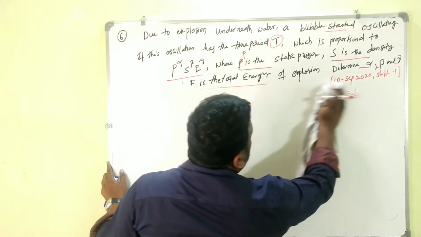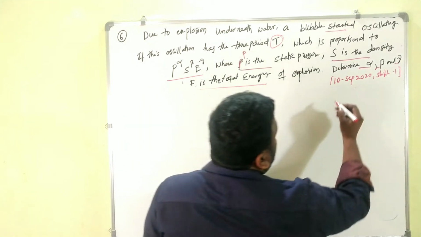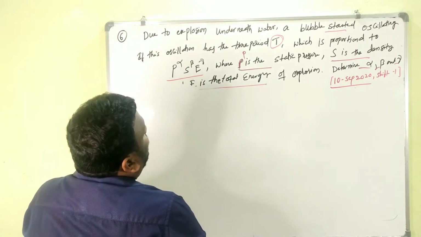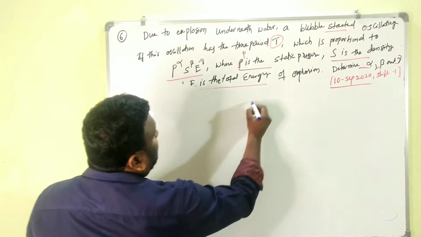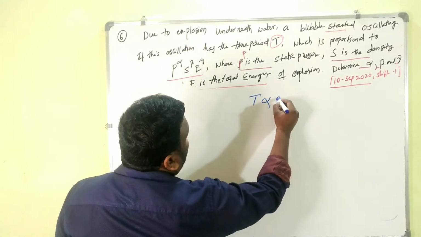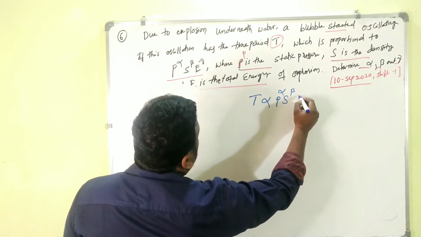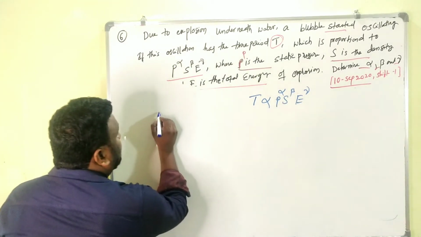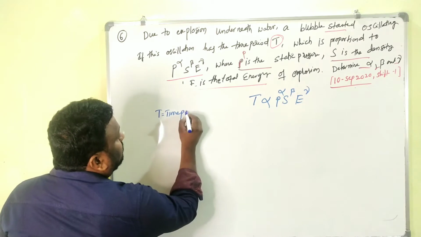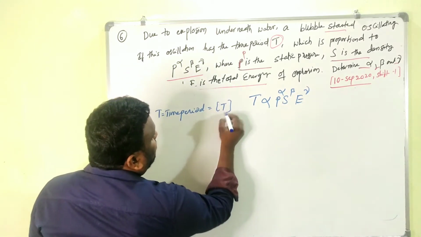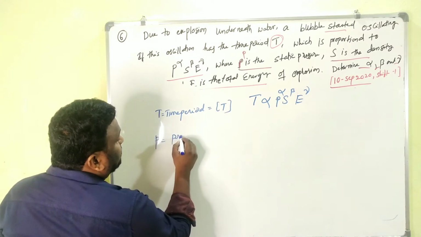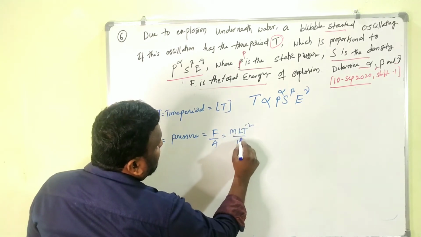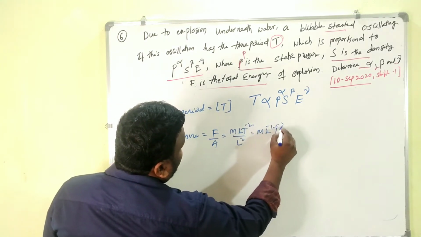Answer, very simple. This question was asked on 10th September 2020, shift 1. So here we have to find the answer. What was given: T is proportional to P to the power of alpha, S to the power of beta, and E to the power of gamma. What is T? Time period. The dimension formula is T. And what is P? Pressure, so force by area. Then you get M L T inverse 2 by L square. Then you get M L inverse 1 T inverse 2.